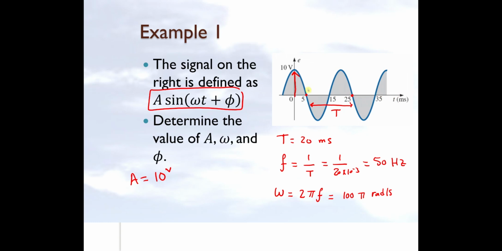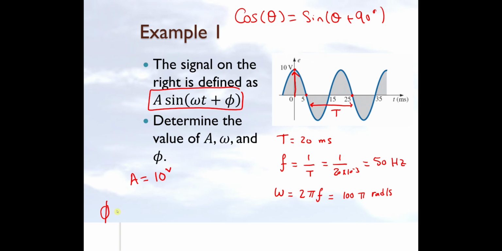Now, what is left is this angle phi, the phase shift. If we reflect, the signal is actually a cosine function because you have the peak starting at 0. And we know that the cosine is equal to a sine plus 90 degrees. So phi by inspection should be 90 degrees. But if we don't know that, we can solve for phi.